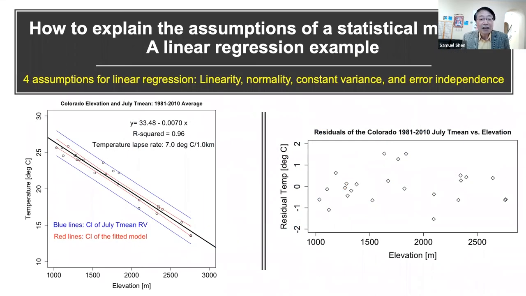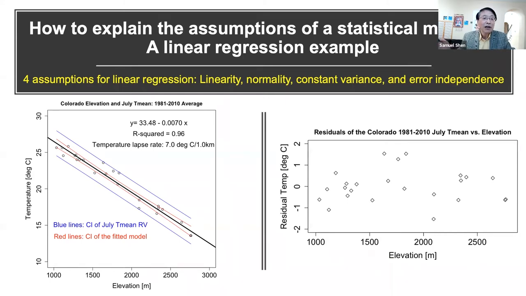So this is an example about the concept of regression. The x-axis of the left figure shows the elevation of the weather stations in Colorado, and the vertical axis is the mean July temperature. The black line is the linear fit, and the red line shows the confidence interval of the fit. And the blue lines show the confidence interval of the July temperature as a random variable. The right figure shows the residuals of the linear regression. This is useful for checking the assumptions for linear regression.